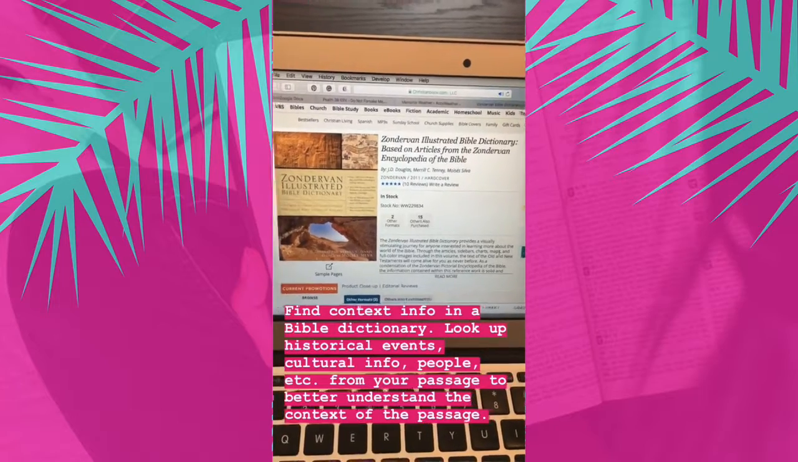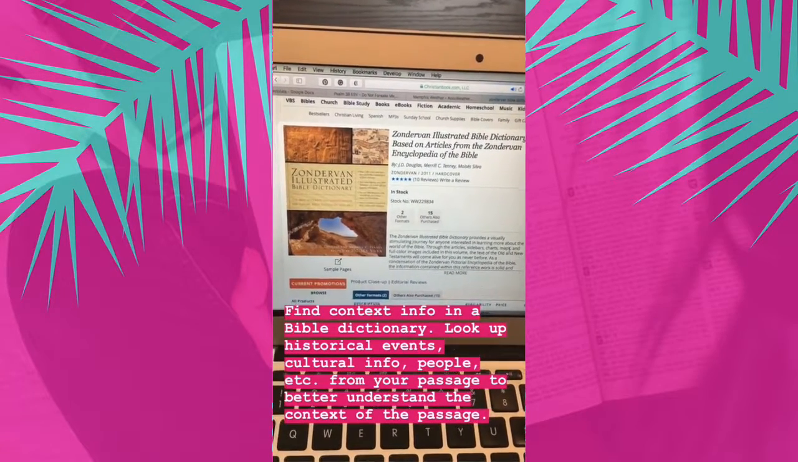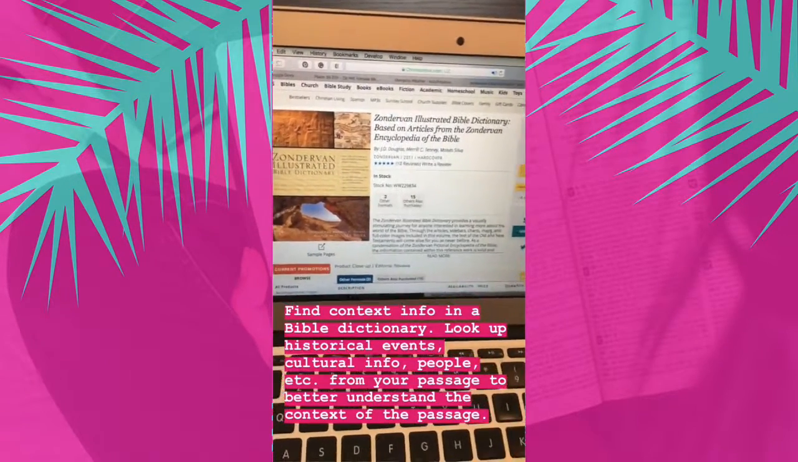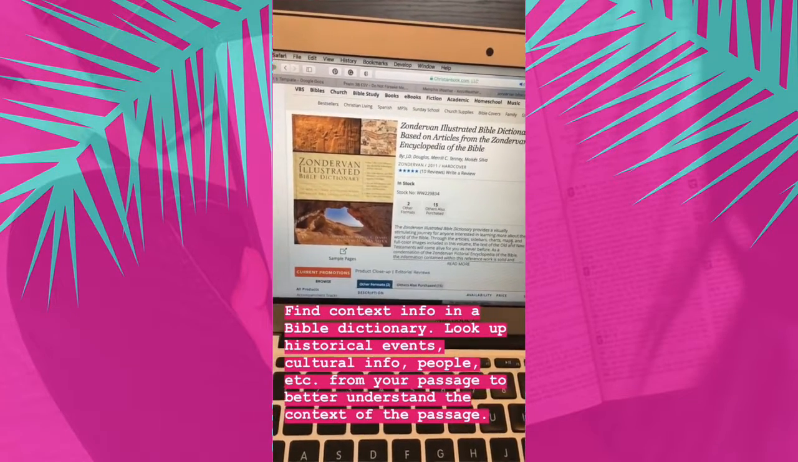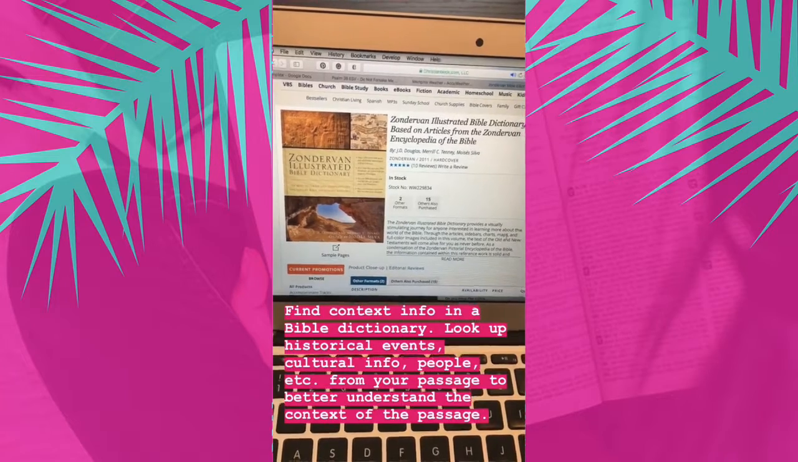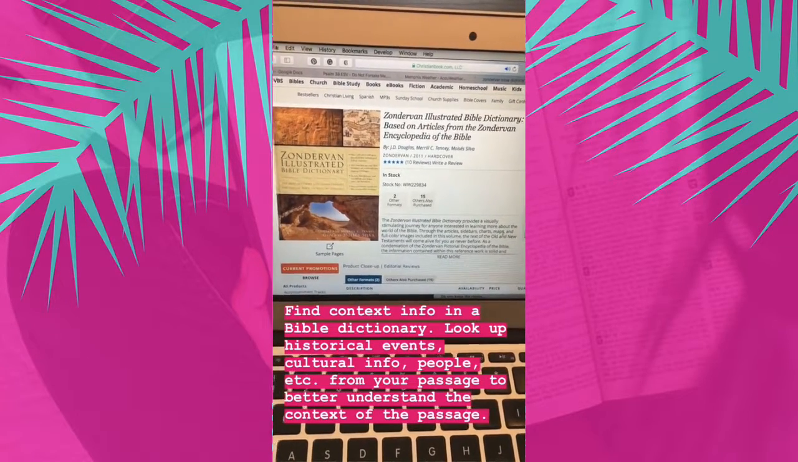This guy right here is also my best friend when I'm studying. If I find a cultural event going on inside of a text or just something that's unfamiliar in our own culture, I just look that thing up in this Zondervan Bible Dictionary.